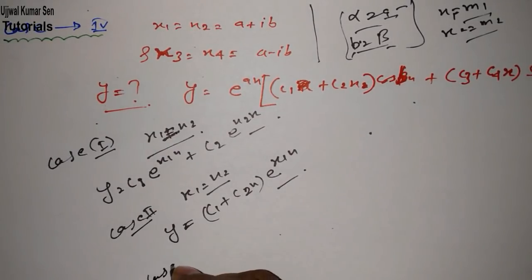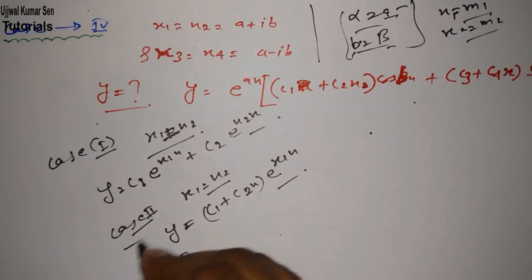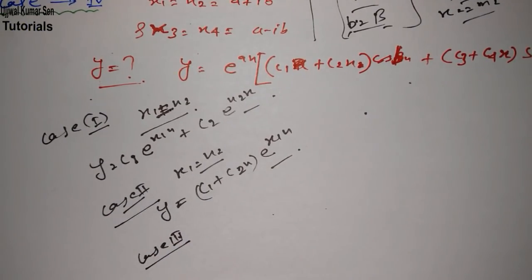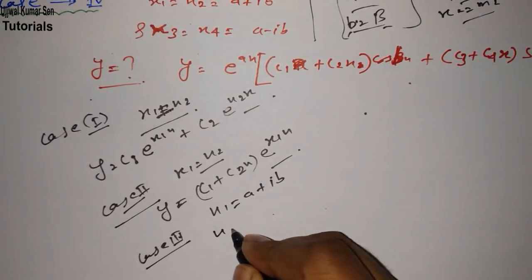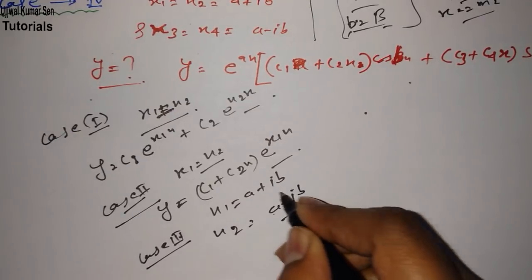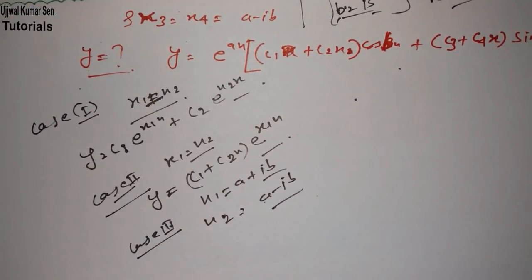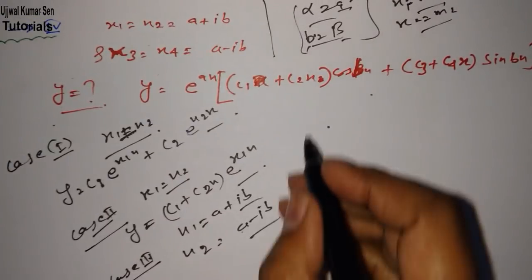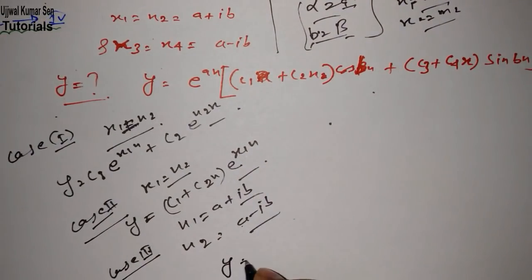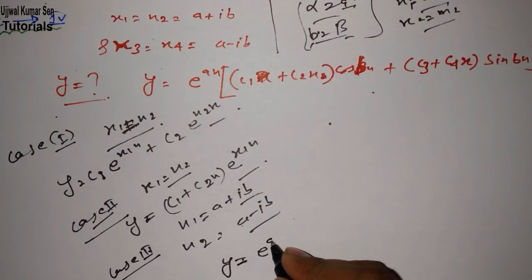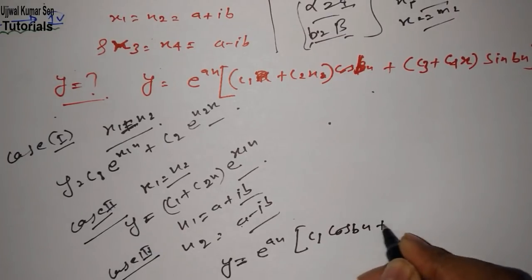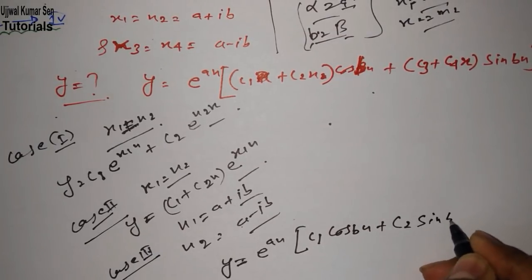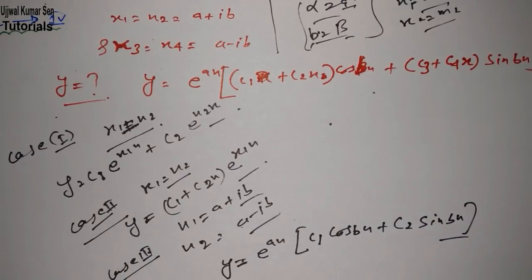Now if you haven't watched, that's why I'm sharing with you. In case 3, what we did was we said that if x1 is equal to a plus ib and x2 is equal to a minus ib, then what is the general solution? I mean, how do we find y in that case? So y is equal to e to the power ax, and here we write c1 cos bx plus c2 sin bx. After that we have to write c3 and all that.